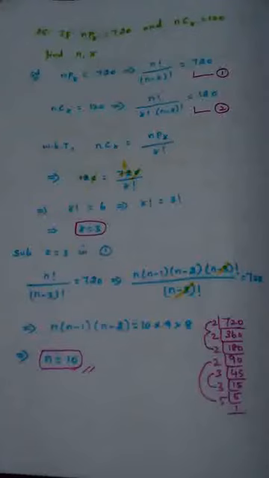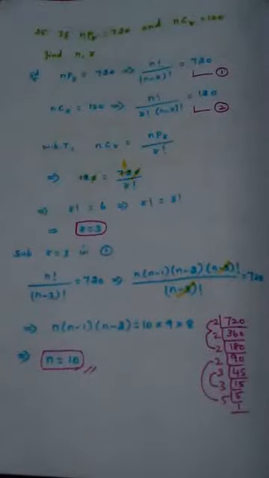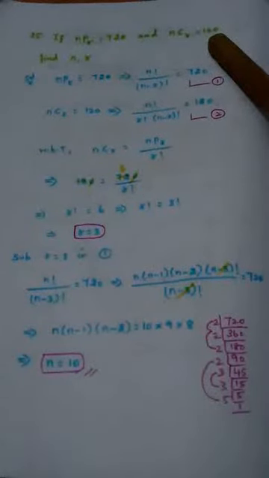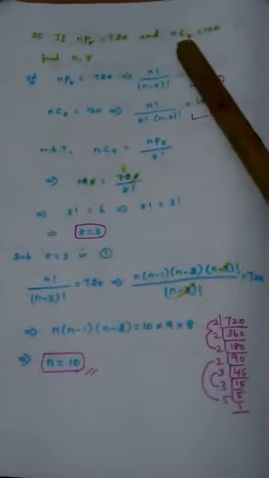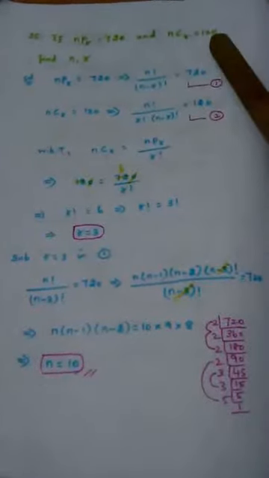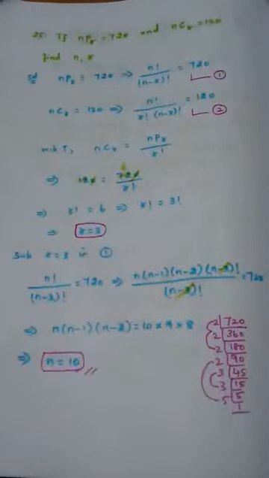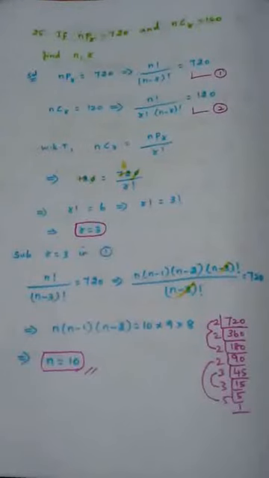Problem number 25. If nPr is equal to 720 and nCr is equal to 120, I repeat, nPr, which means permutation, is 720, and nCr, combination, is equal to 120, find the values of n and r. So two values we need to find. Two pieces of information are given to us: one is the nPr value, the other is the nCr value.